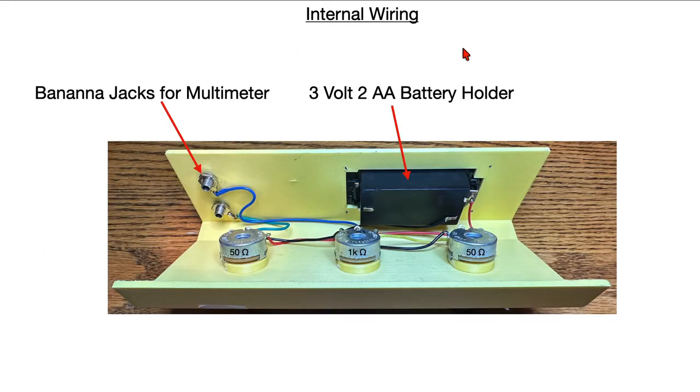And here's what the internal wiring looks like. So I've got a 50 ohm potentiometer here and here. There's a 1K pot here. Here's the battery holder. Here's the banana jacks that the meter plugs into. And everything is all soldered together.